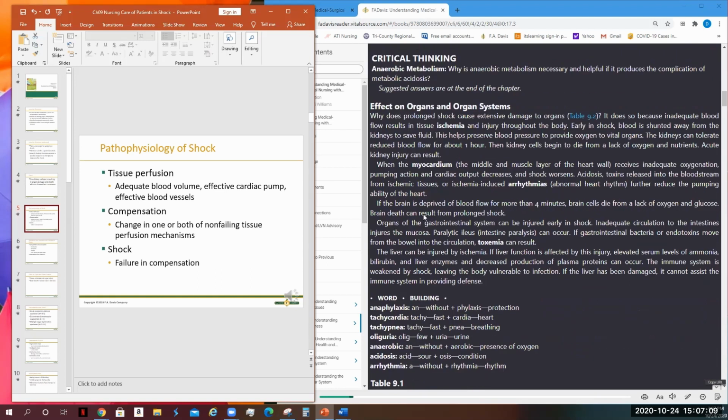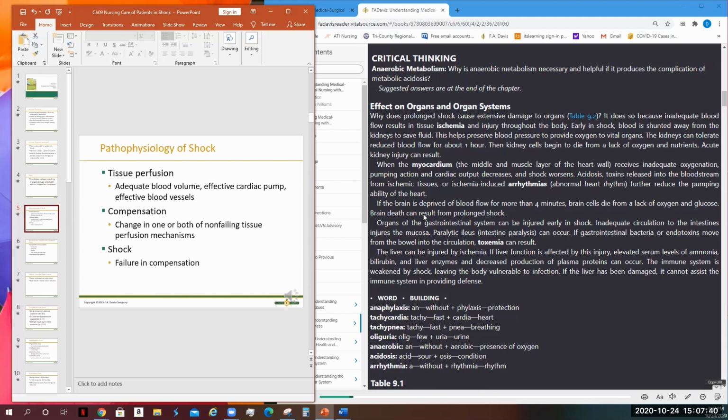Effect on organs and organ systems. Why does prolonged shock cause extensive damage to organs? It does so because inadequate blood flow results in tissue ischemia and injury throughout the body. Early in shock, blood is shunted away from the kidneys to save fluid. This helps preserve blood pressure to provide oxygen to vital organs.